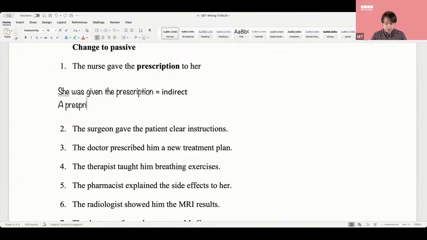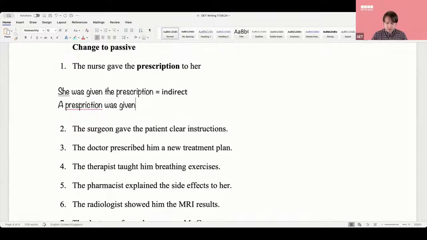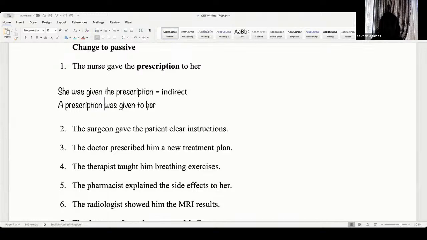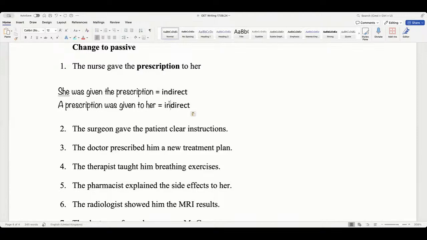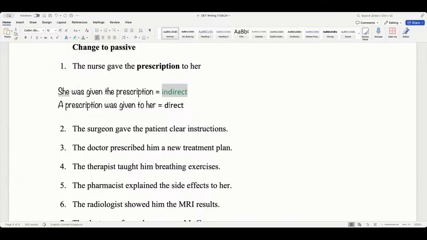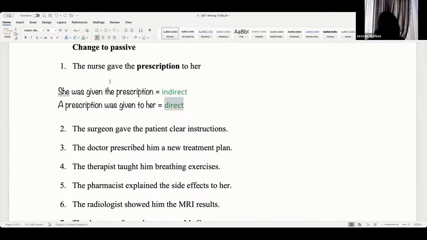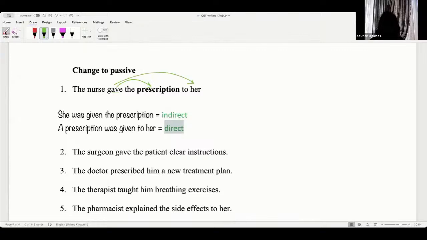Come on, prescription. The prescription was given to her. Everyone, is this correct or not? Yes, correct. Sevkan, why is it okay to do both of them in this case? Because the verb applies to both of them. Give: you can give a prescription, and give to her. Makes sense? Because the verb applies to both of them, it doesn't matter.